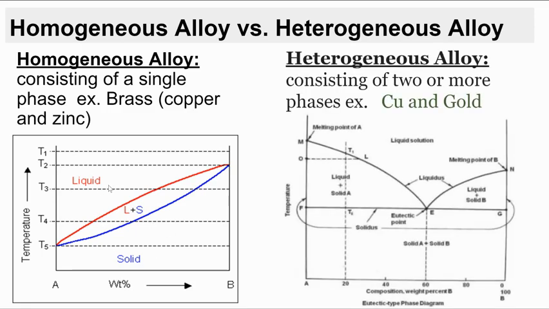However, heterogeneous alloys form when there is two or more phases, when one of the metals is only partially soluble in the other metal. An example of that could be this copper and gold phase diagram that we see below. Okay. So obviously this diagram looks a little more complicated than the one we see on the left, and that's what this podcast is going to focus on. We're going to be looking at how we read and interpret a binary two or more phase diagram.